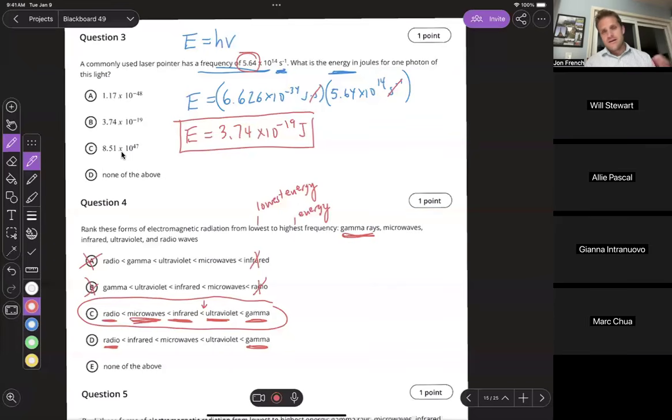So yeah, if you know the general trend, especially within the visible spectrum, hopefully you know that red light has a longer wavelength and lower energy. On the other side, blue is a shorter wavelength, higher frequency, higher energy, because right after blue is the UV.